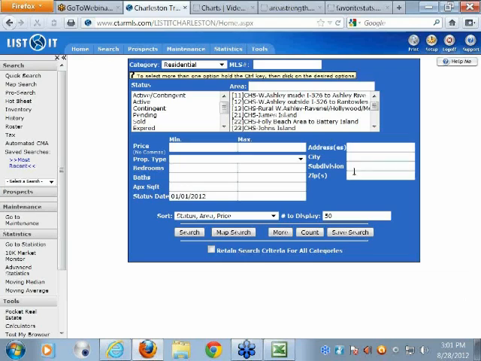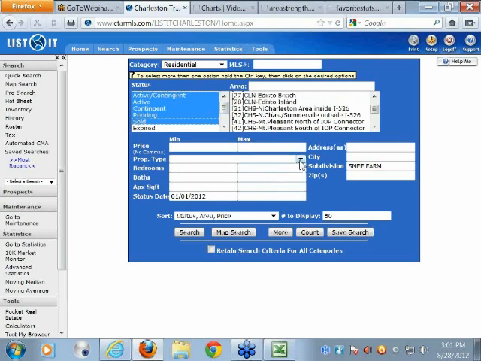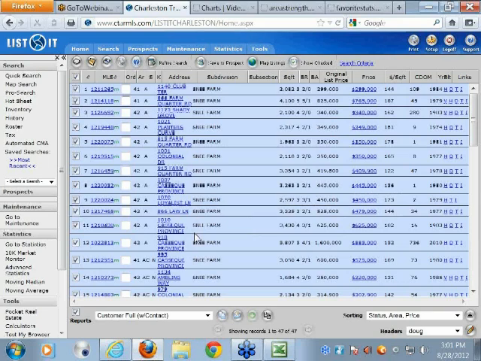Let's go look at Snee Farm. A great neighborhood, a great golf course in Charleston, middle of Mount Pleasant. Eight months of sales. So here we have 17 attendees now. That's good.